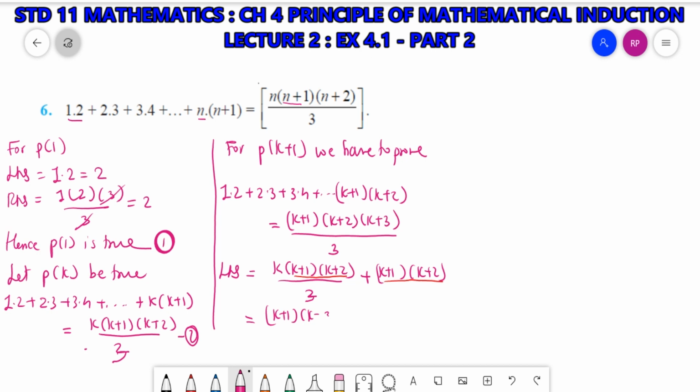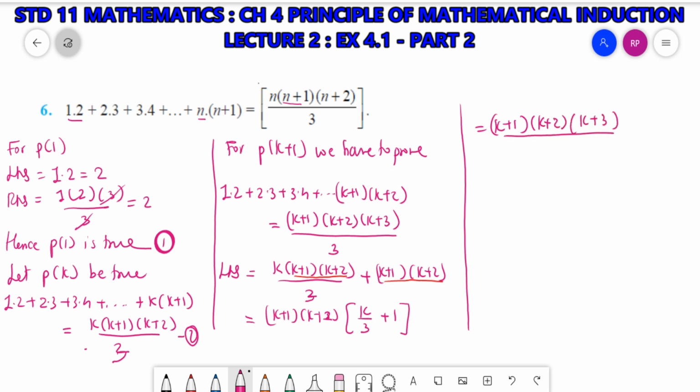So here it will be k by 3 plus 1. Okay, let's take LCM. K plus 1, k plus 2, it will be k plus 3 upon 3. Right? And that is our RHS. So this is equal to RHS. Okay, let's name this as 3.